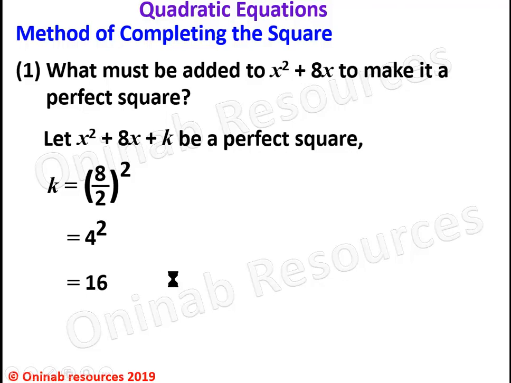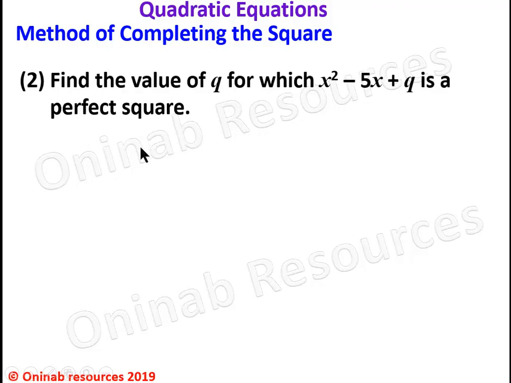So we go to the second problem. Find the value of q for which x squared minus 5x plus q is a perfect square. We take q and take the coefficient of x, which is negative 5. So we pick negative 5. The next thing is to divide it by 2. That is the method. Then square it.